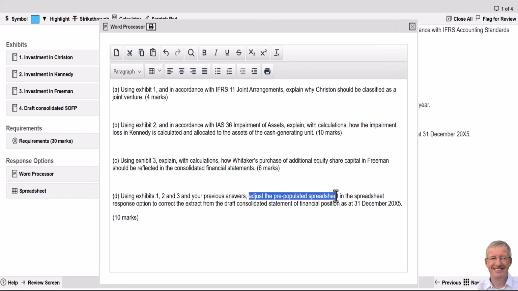Now, I only want to do this question once. So that means I'm going to do A and D, B and D, C and D. I'm going to work it holistically. As I sort out the joint arrangement, I will then do part D. As I sort out the impairment, I will then do part D. What I'm not going to do is just A, just B, just C, and then only worry about D. No. I do the answer holistically.